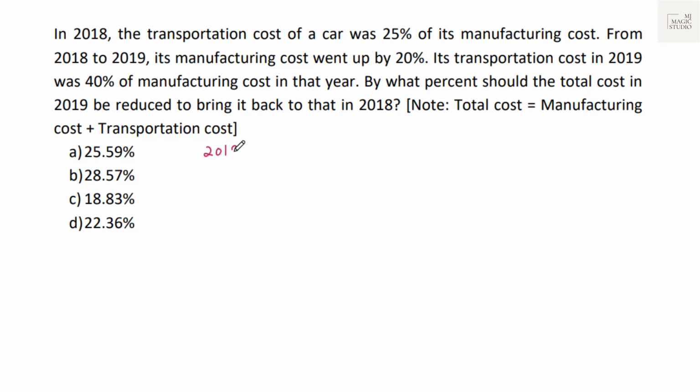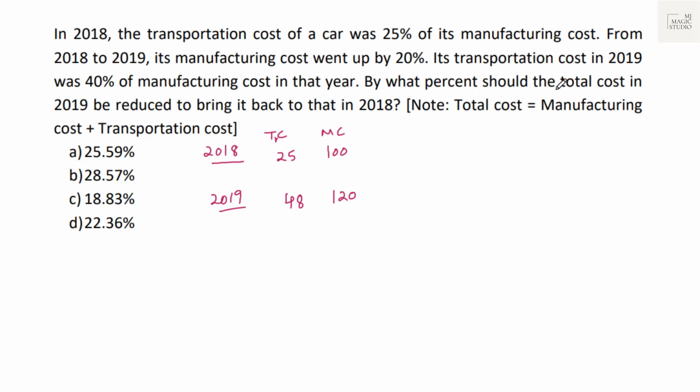In 2018, transportation cost of a car was 25% of its manufacturing cost. If manufacturing cost was 100, transportation cost was 25% of that, that is 25. From 2018 to 2019, its manufacturing cost went up by 20%. Manufacturing cost became 120. Its transportation cost in 2019 was 40% of manufacturing cost. 40% of 120, 12 into 4 is 48.